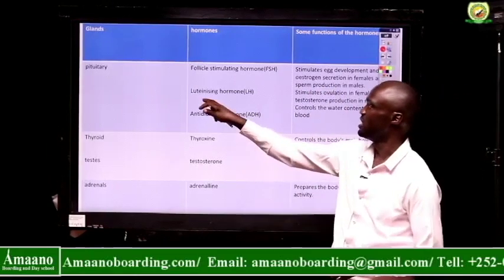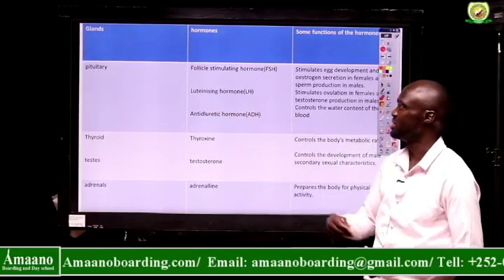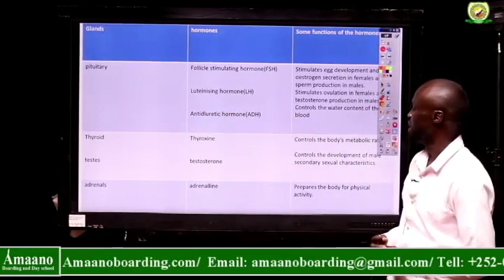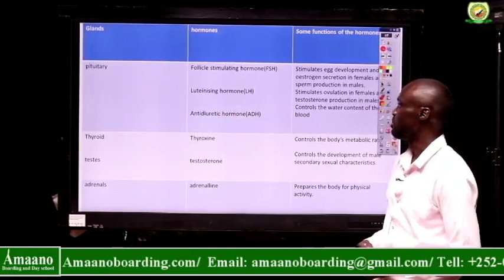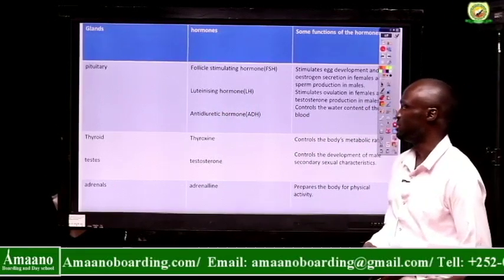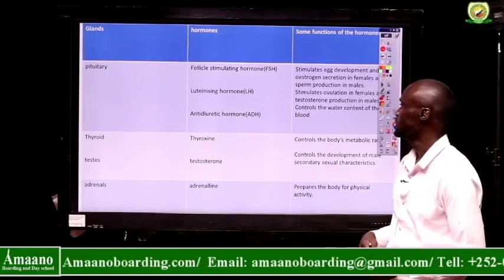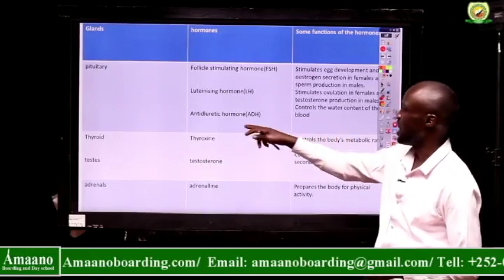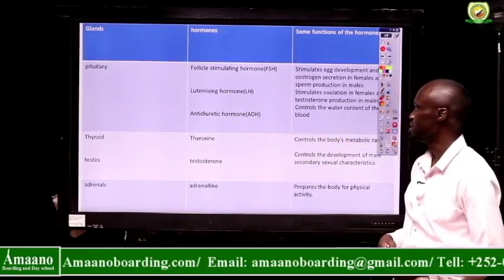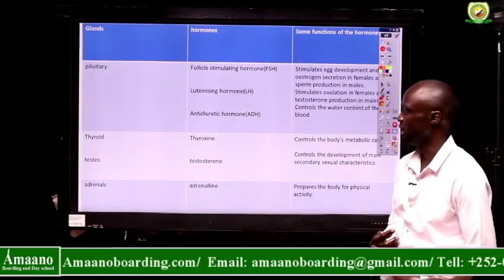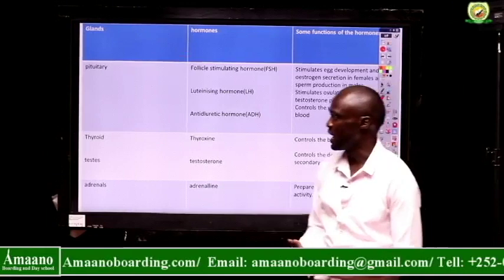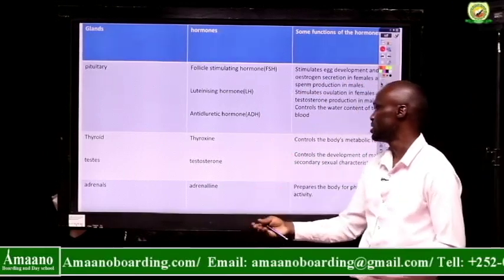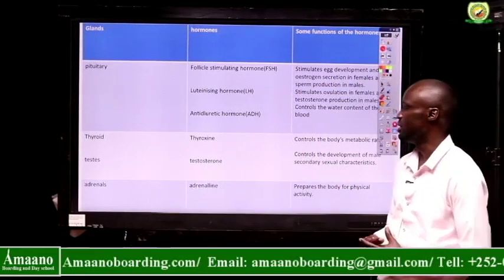We have the luteinizing hormone, abbreviated as LH, which stimulates ovulation in females and production of testosterone in males, or the male hormone, testosterone. And also we have the antidiuretic hormone, ADH, which controls the water content of blood. The second, we have the thyroid gland, which produces a hormone called thyroxine. This controls the body's metabolic rate.